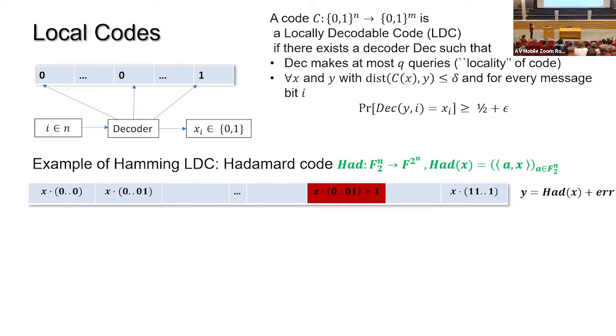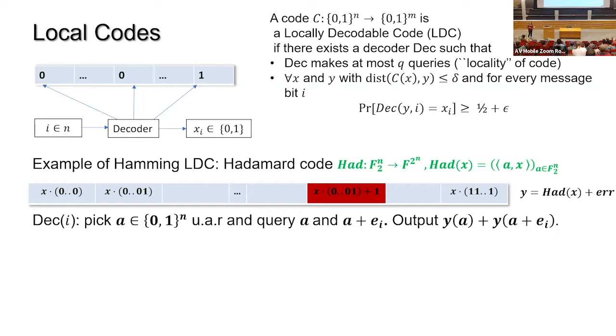And I drew it here. Now, what is a simple local decoder for this code? So suppose you have a delta fraction of error. Here is a 2-query decoder. Pick a uniformly at random. So pick a position in here uniformly at random. Flip the ith bit of a, which is the same as writing query at a plus e_i, and output this value. So y at position a plus y at position a plus e_i.